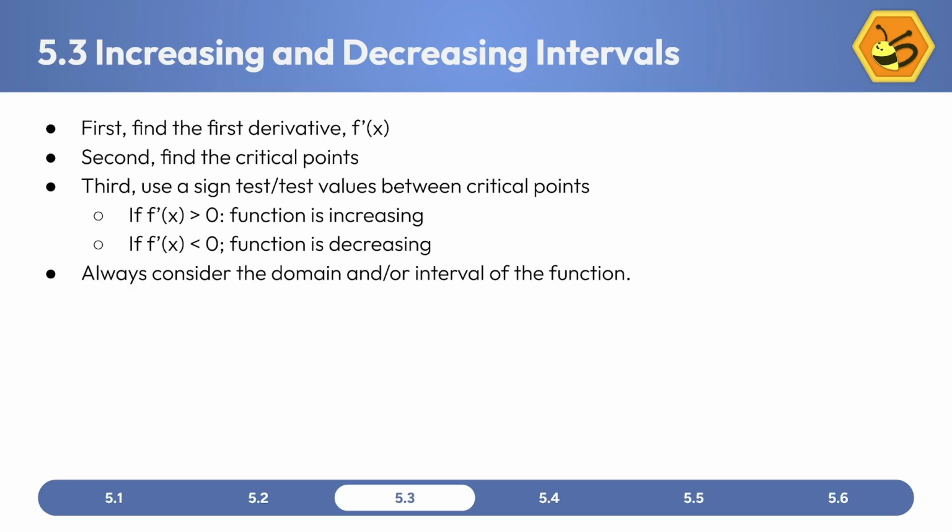And then we can use a sign test between the critical points to find where f prime of x is greater than 0 or less than 0. So that means if it's increasing or decreasing. Hopefully this part is reviewed as well. And then, depending on what problem you're solving, just make sure you're keeping in mind what the interval is or what the domain of the function is. Okay, hopefully this makes sense for you all.